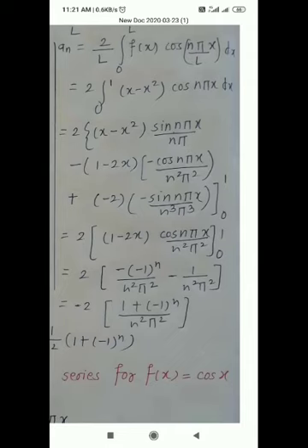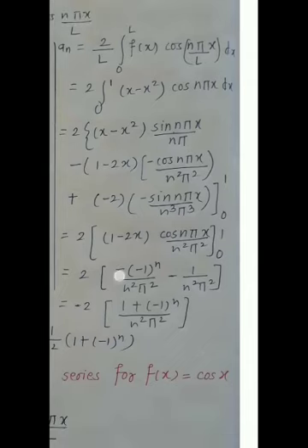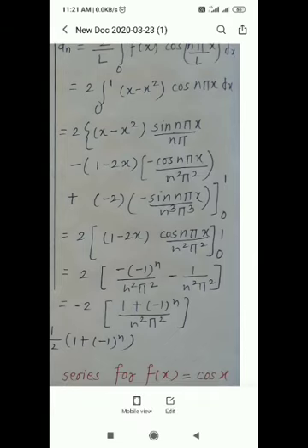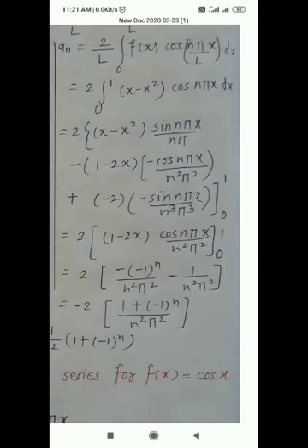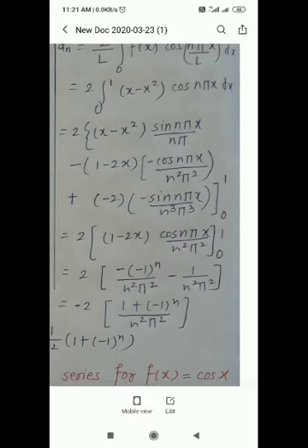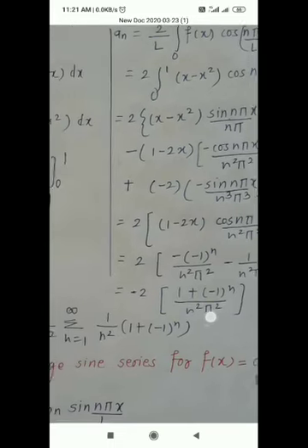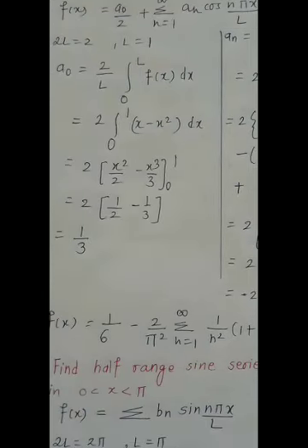So if we take LCM n square pi square, then this becomes minus, and here minus take common, so minus 2. And the denominator is same, n square pi square, take LCM. So what is the numerator here? If we take minus sign common, so here minus 1 raised to n plus 1, that is 1 plus minus 1 raised to n upon n square pi square. So this is the value of an. And what is a0? a0 is 1 by 3.